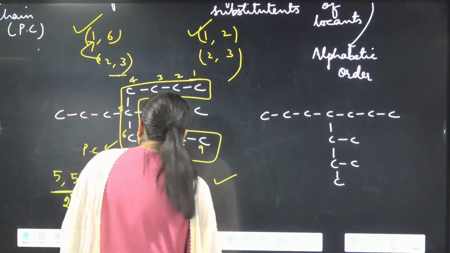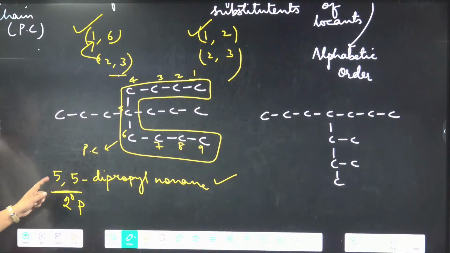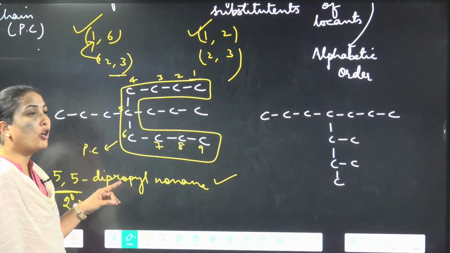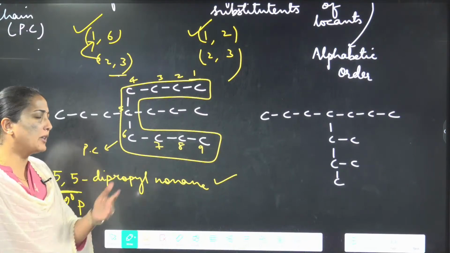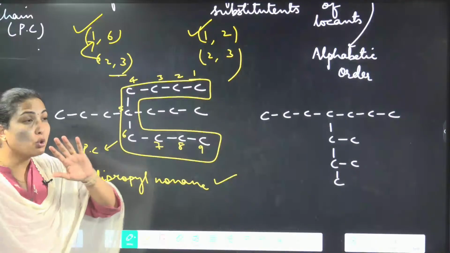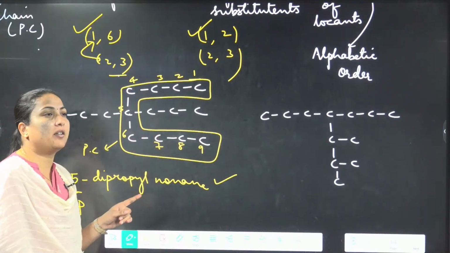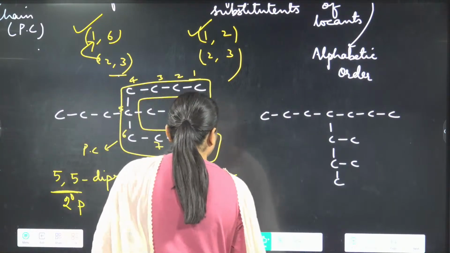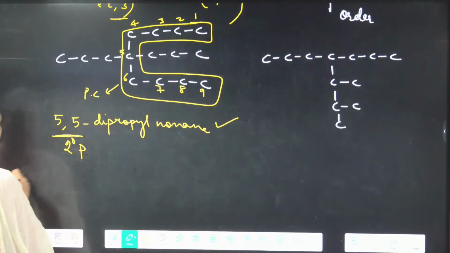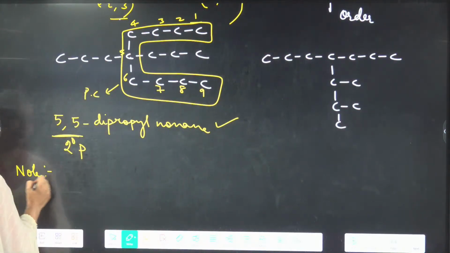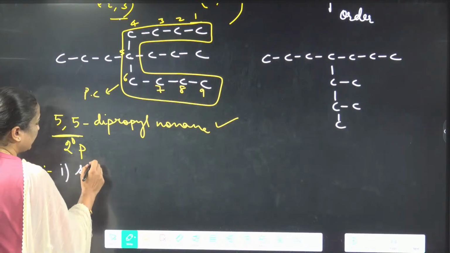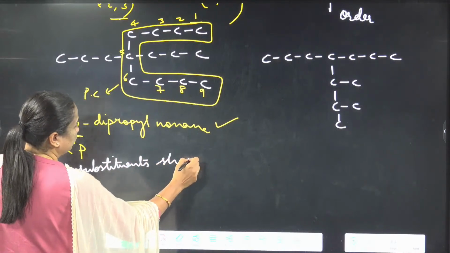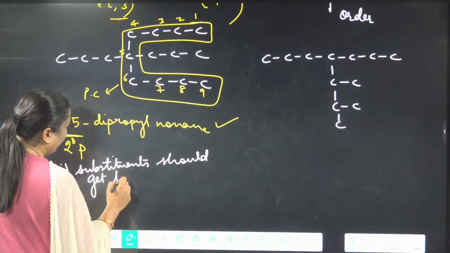Clear about this? So do remember, between two numbers you have to use a comma. Between a number and a name you have to use a hyphen. And do remember that for simple substituents like propyl, methyl, ethyl, where there is no branching, di, tri, tetra cannot be used for alphabetic order, right? So I'll write down these two things. Note. Substituents should get the lowest possible number.